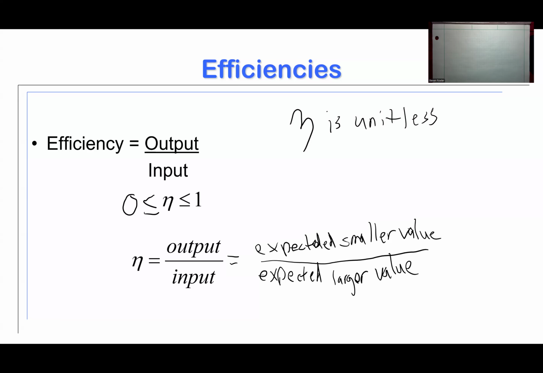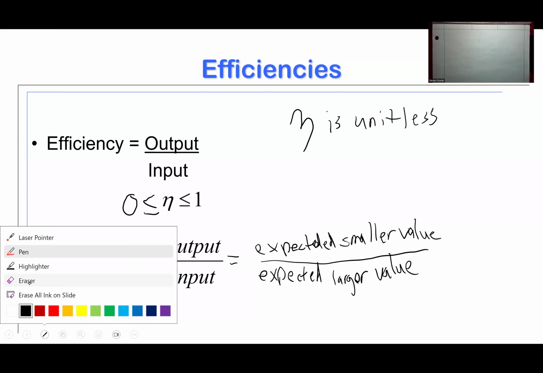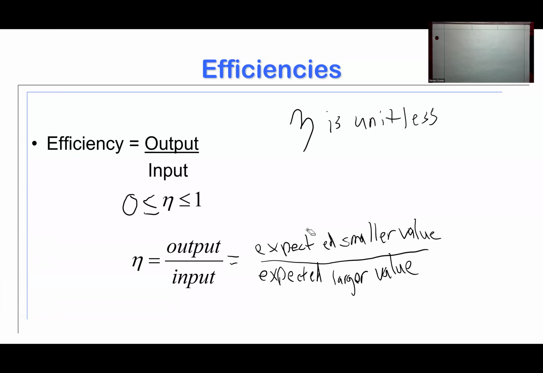What do I mean by that? Expected smaller value divided by the expected larger value. What we're trying to say here is if it's a true efficiency, nothing's ever more than 100% efficient. The second law is going to show us later that nothing's really ever going to be 100% efficient. If it's a true efficiency, it's going to be between 0 and 100%. So the quantity that you put on top of the ratio for an efficiency should always be whatever you expect to be smaller.